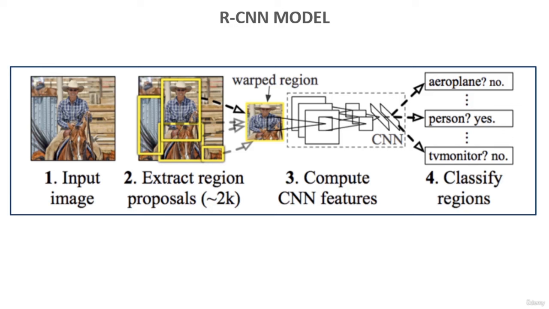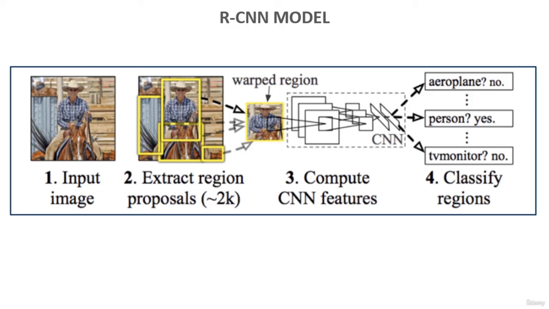RCNN, or region-based convolutional neural network, is a deep learning model used in computer vision and object detection. This model uses the selective search method to detect region proposals, wherein selective search is a region proposal algorithm used for object localization that groups the regions together based on their pixel intensities. So, it groups pixels based on the hierarchical grouping of similar pixels.